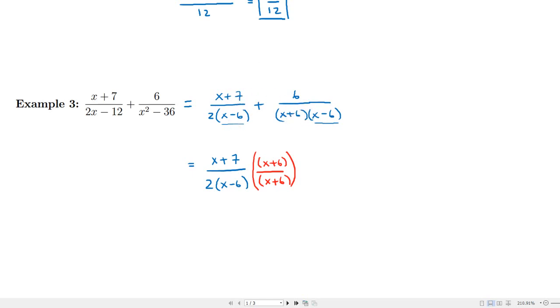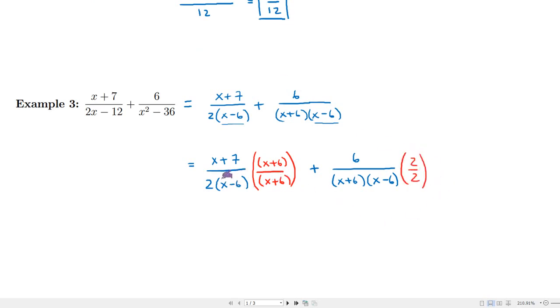Now let's ask ourselves the same question with the other fraction. So over here we have 6 over (x plus 6)(x minus 6). And now at this point, what does this denominator have that this one does not have? Well, it's actually just missing this 2 here. So we're going to multiply by 2 over 2.